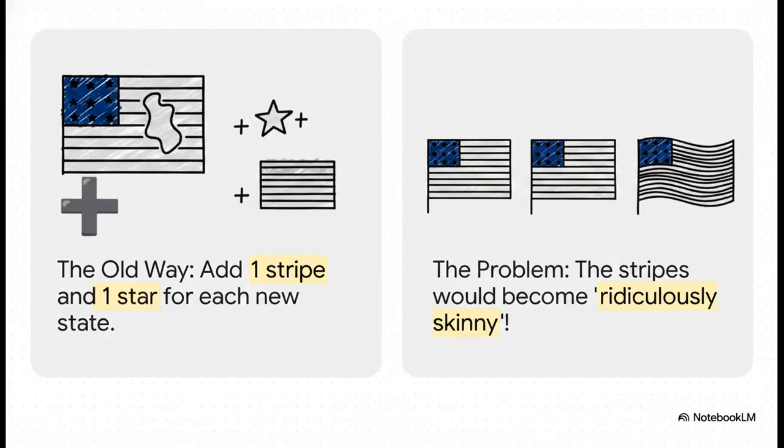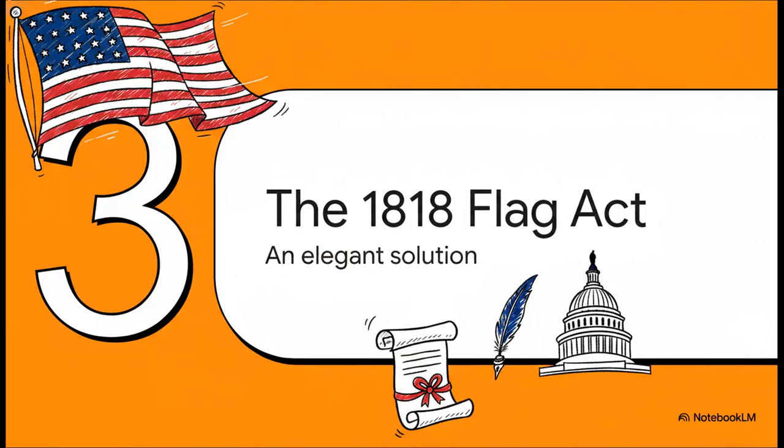See, the old way, adding a stripe for every single state, it was simple, sure, but it just wasn't scalable. As our source material points out, the stripes were on track to become, and I quote, ridiculously skinny. A 20-stripe flag would look kind of weird, but can you imagine a 40-stripe flag? It'd be a total mess. So what do you do? I mean, you can't have a flag with a million tiny stripes.